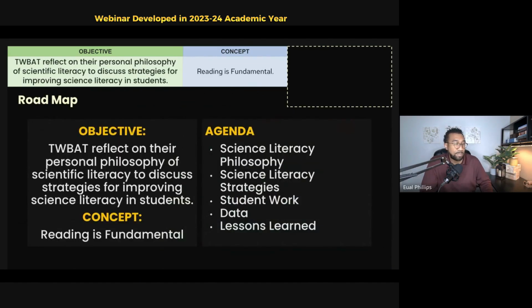So here's our roadmap. The objective, finally revealed, is that teachers will be able to reflect on their personal philosophy of scientific literacy to discuss strategies for improving science literacy in students. The concept here is reading is fundamental. Just keep it simple. As far as our agenda, we've already begun to explore what our personal science literacy philosophy might be. Then we'll look at some science literacy strategies, student work, data, and the lessons learned. This is an actual story of what I've gone through in trying to improve science literacy in my school.